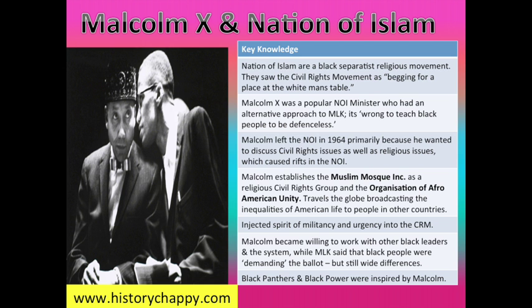Malcolm X and the Nation of Islam. Well, the Nation of Islam were a black separatist religious movement. They saw the civil rights movement as being a movement that was begging for a place at the white man's table, when their philosophy was all about do for self and make your own table.